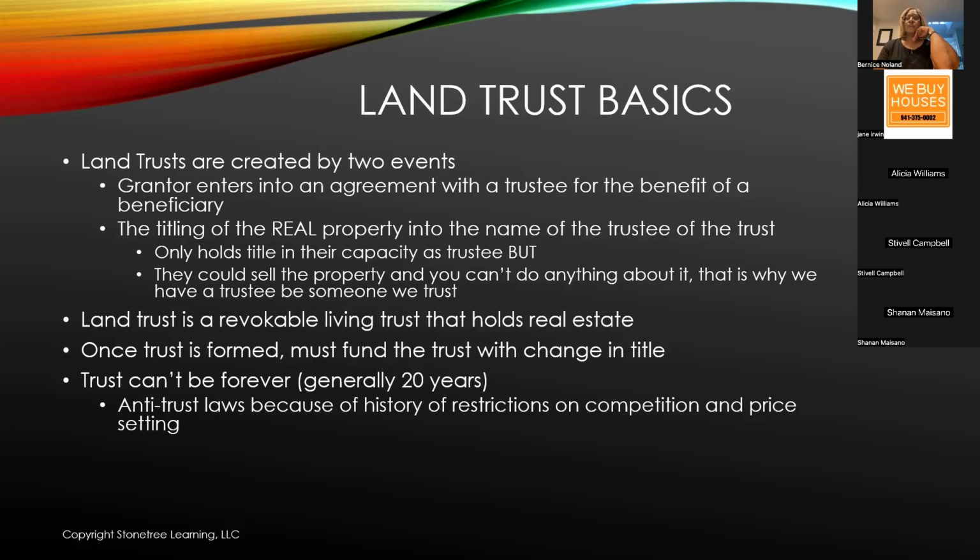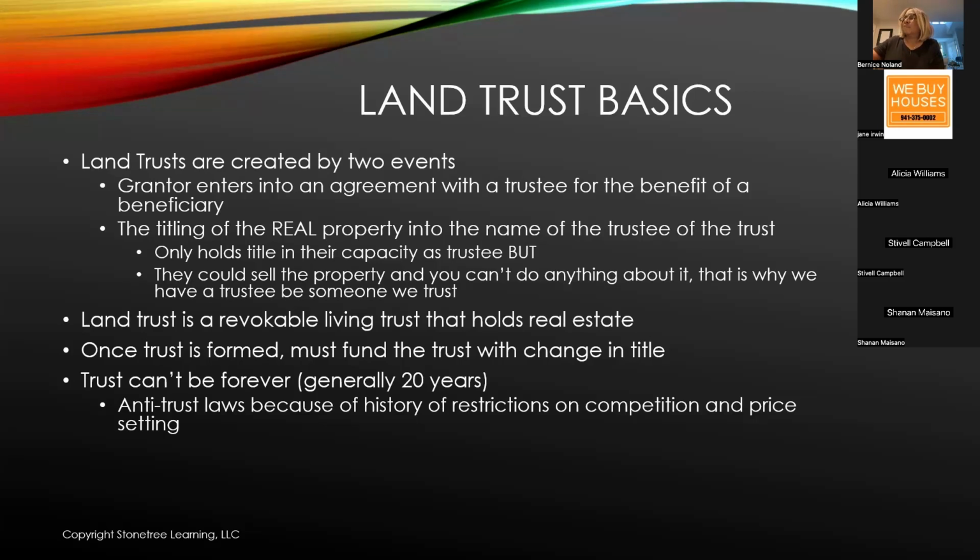However, there's a caveat here that you really need to think about and know: if they wanted to, they could sell that property out from under you and you can't do anything about it. That's why when we assign a trustee, we find somebody that we can trust, right? It can be a financial friend, it can be a family member, generally should not be a spouse or a child, needs to have a little bit of distance from you.